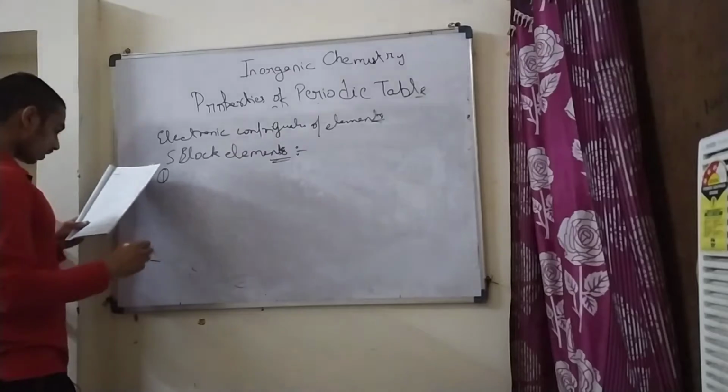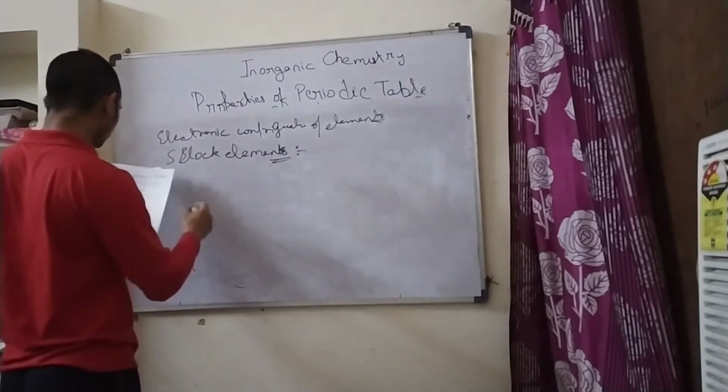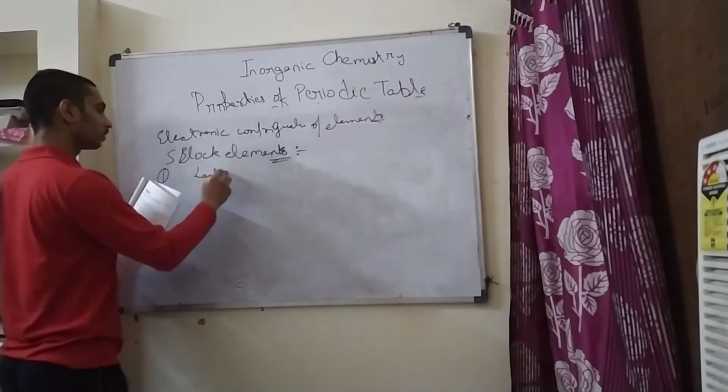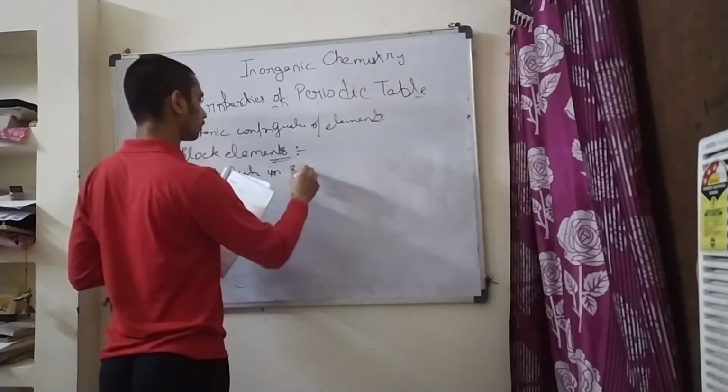The elements of the periodic table in which the last electron enters the s orbital are called S block elements. Last electron in s orbital.